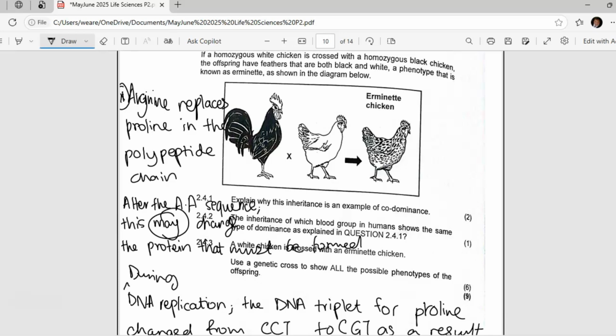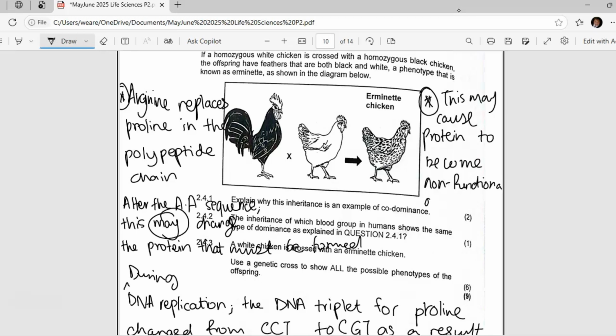So anyway, the last point I'm going to put here: this may cause the protein to become non-functional or less efficient, or let's say harmful. Put it like that.